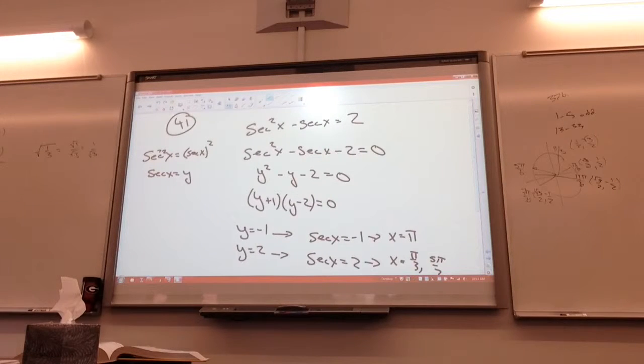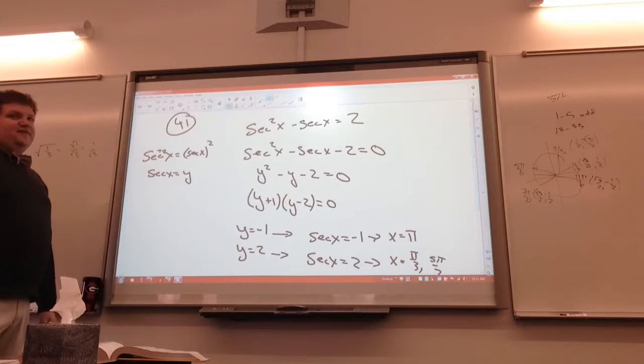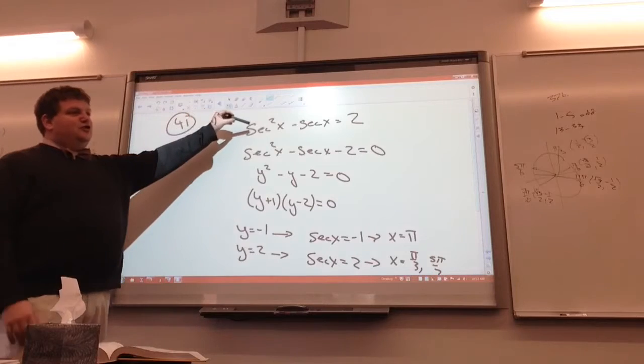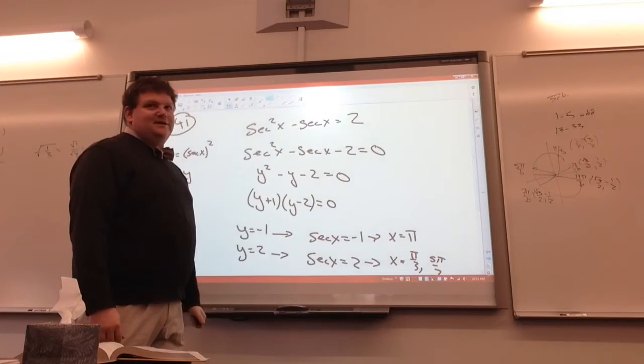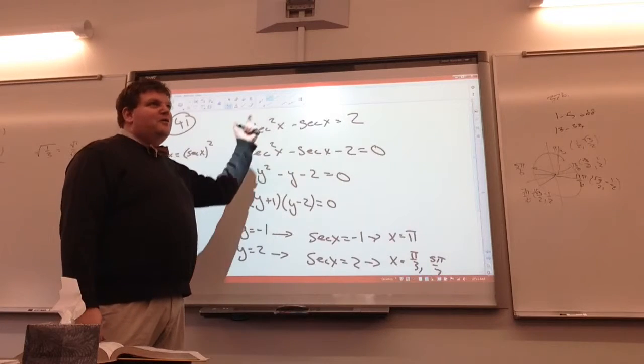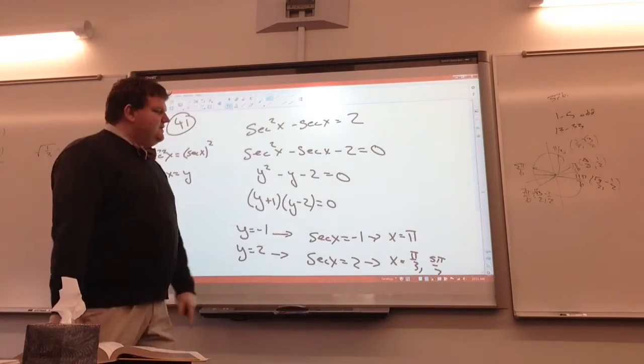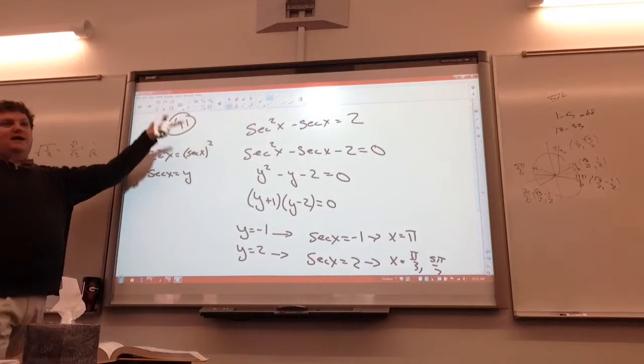So pi works there. We just saw pi worked. If I did pi over 3, guess what? It's going to work. It'd be 2 squared minus 2. Well, 2 squared is what? 4. So 4 minus 2 is 2. Same thing with 5 pi over 3. 4 minus 2 is 2.